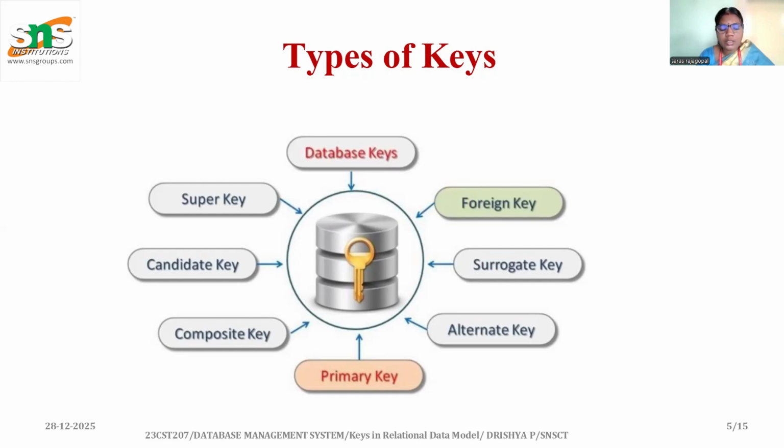Alternate key is one of the candidate keys. If you are using a primary key in one table, we can use the alternate key in another table. Composite key is a collection of keys. Candidate key is a collection of keys.